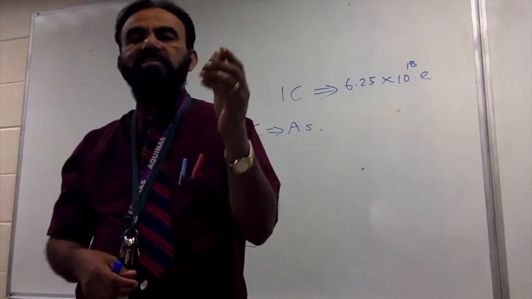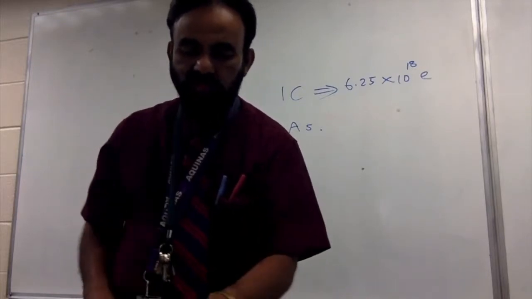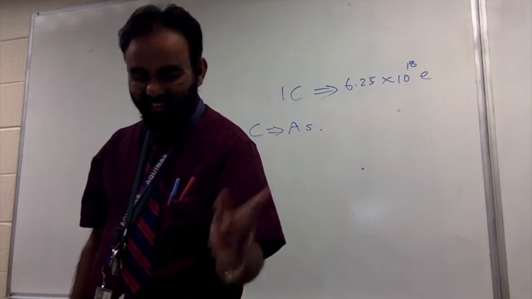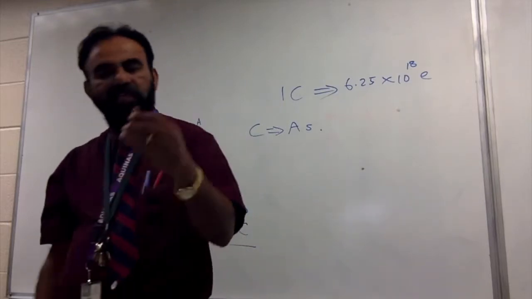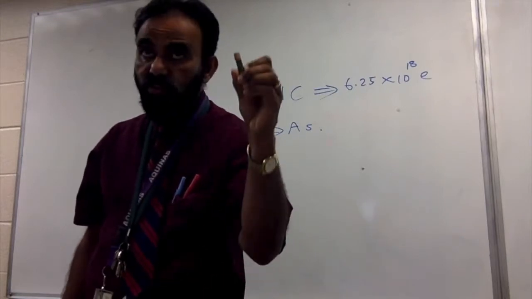Now this is a C cell, also 1.5 volts. That is C. Double A. This is triple A. You are familiar with that. Triple A, and it's also 1.5 volts.